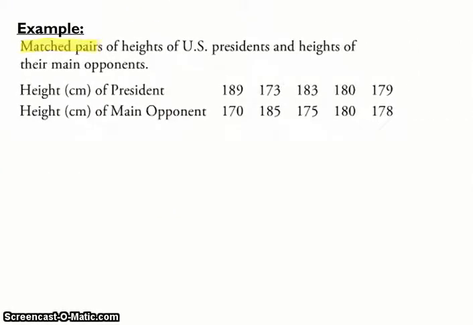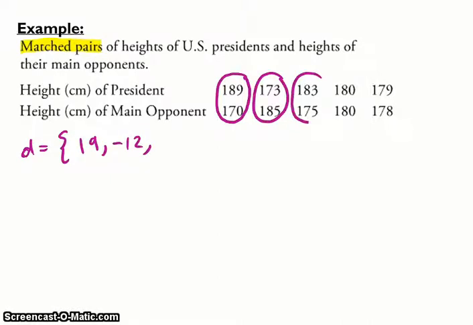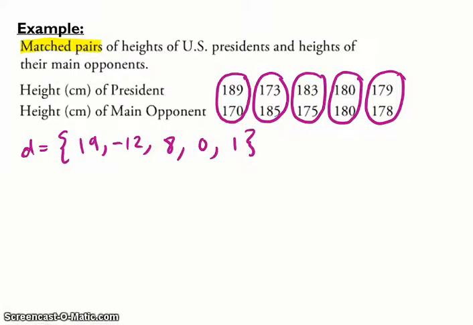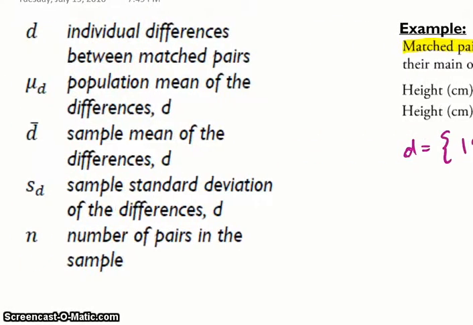Again, this is the matched pairs of heights for the US presidents. D would mean the individual differences between each matched pair. So D is a set. The first D would be the difference between 189 and 170, so that would be 19. The second D, the difference between these two values, is negative 12. The third one is positive 8. The difference between this pair is 0. The difference between this pair would be 1. So this is my set of D's, the individual differences between matched pairs.